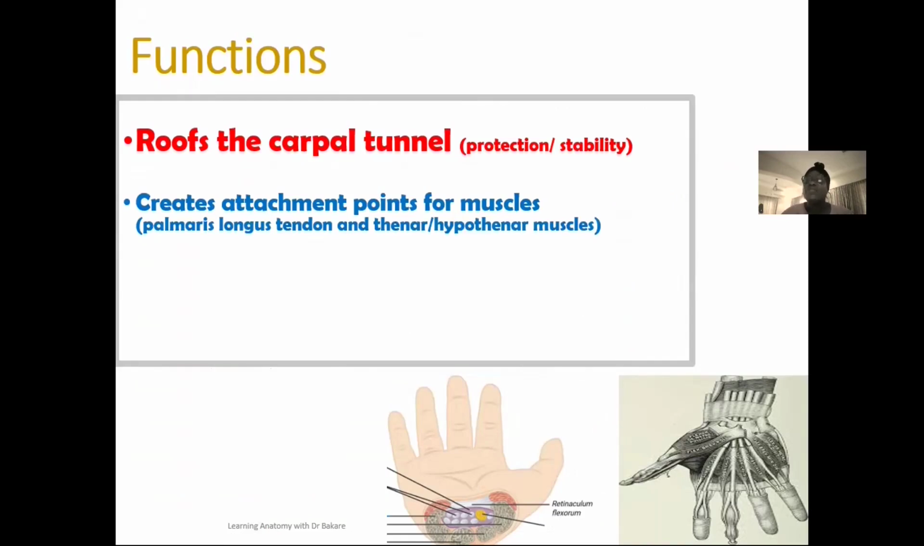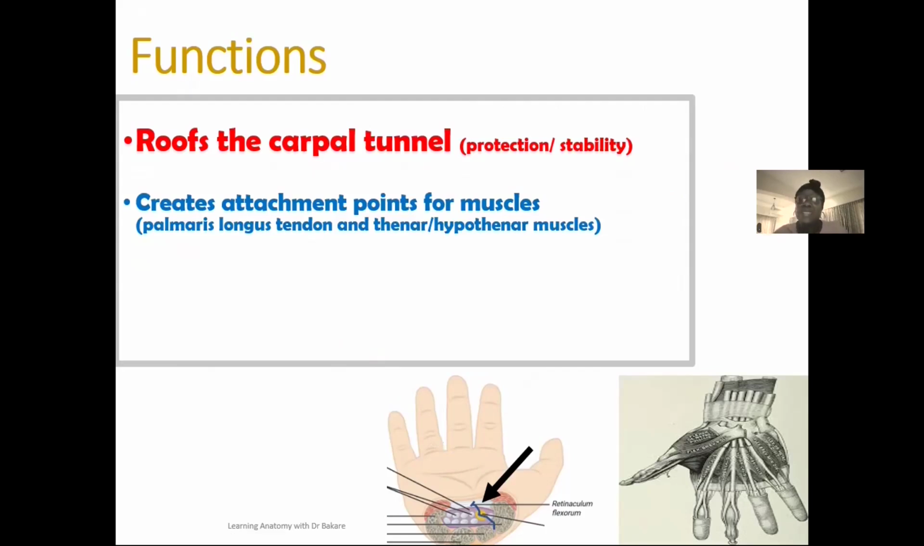It is also seen to create the attachment site or point for muscles. We try to use this lower image. This is where we have the flexor retinaculum arrowed in black. This structure is seen to create the insertion point for the palmaris longus. If we go back to our previous lecture on the muscles of the anterior compartment of the forearm, remember in that lecture we highlighted that the palmaris longus is one of the superficially placed muscles in the anterior compartment of the forearm.